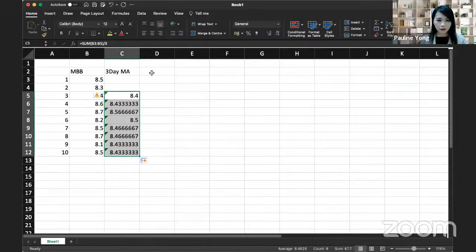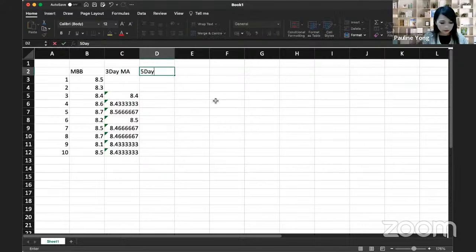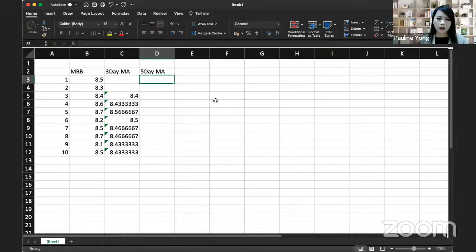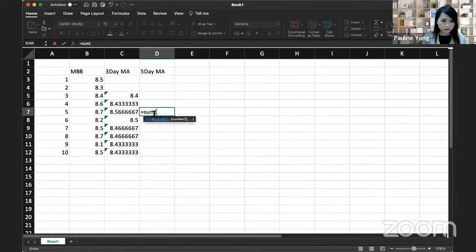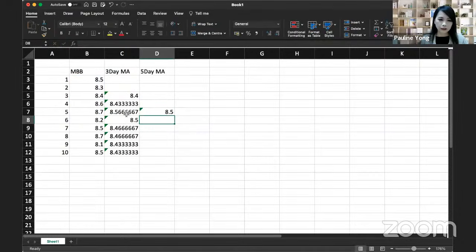Let's say I want to do a 5-day MA line. How do I do that? It will be 1, 2, 3, 4, 5. Over here is equal to sum of the 5, divided by 5. I drag it down, and this will be my 5-day moving average.